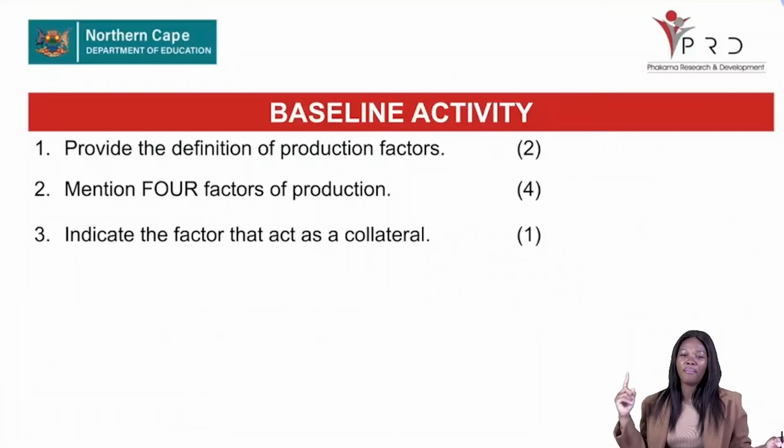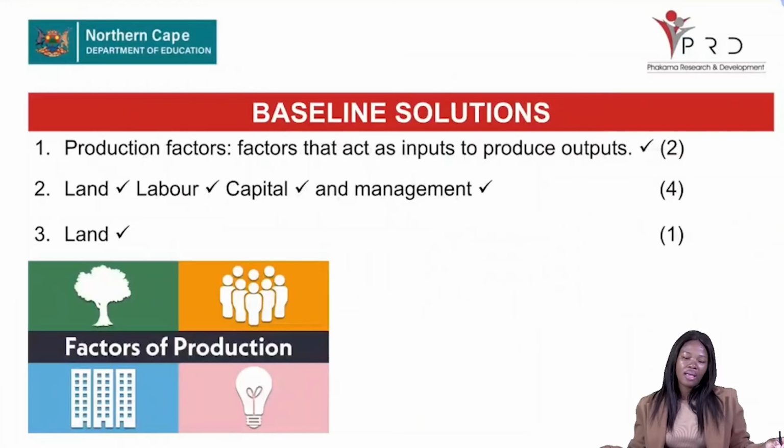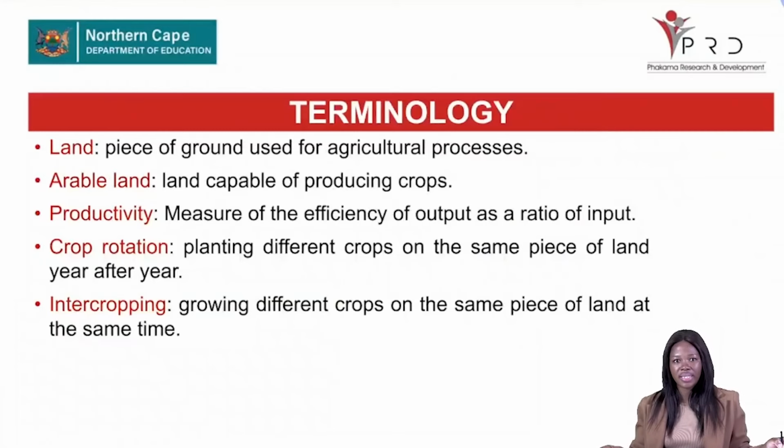These are your baseline solutions. Production factors are factors that act as inputs to produce outputs. Your 4 production factors are land, labor, capital, and management. Out of the 4, the one that acts as collateral is land. Let us move to terminology. In today's lesson, you need to understand land, and be able to define arable land, activity, crop rotation, and intercropping. You need to understand these definitions.